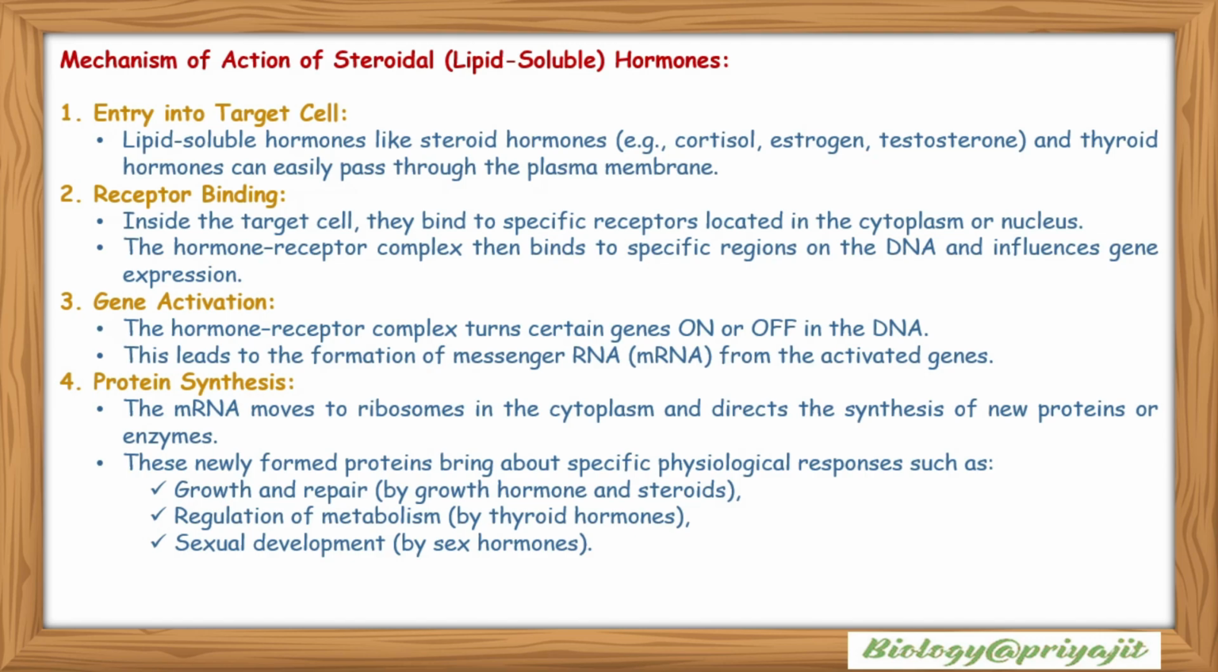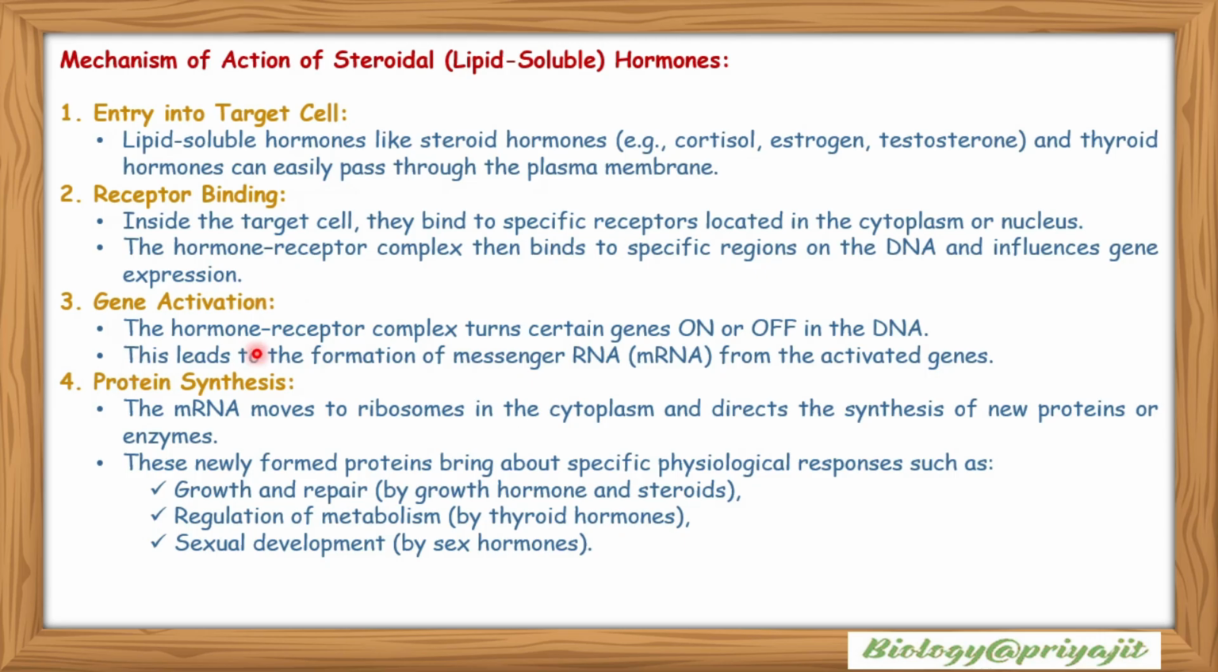So now we should study the mechanism of action of steroidal or lipid soluble hormones. Entry into target cell, that is the first point. Lipid soluble hormones like steroid hormones such as cortisol, estrogen, testosterone, and thyroid hormones can easily pass through the plasma membrane. Receptor binding. Inside the target cell, they bind to specific receptors located in the cytoplasm or nucleus. The hormone receptor complex then binds to specific regions on the DNA and influences gene expression.